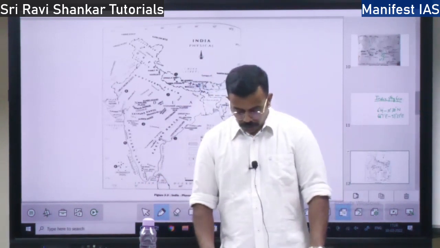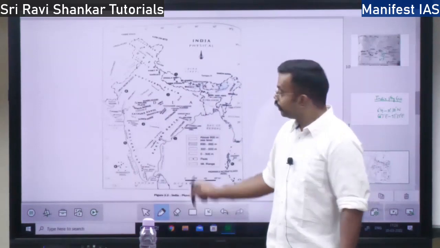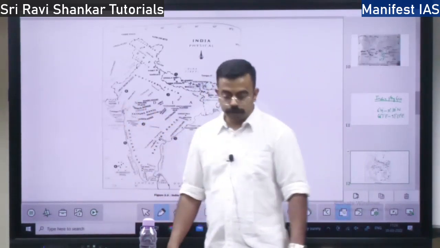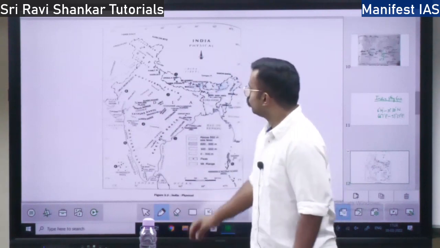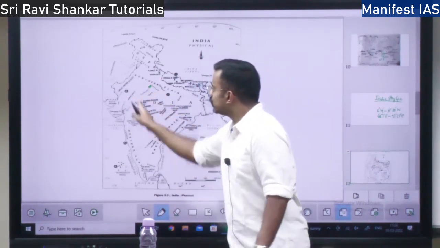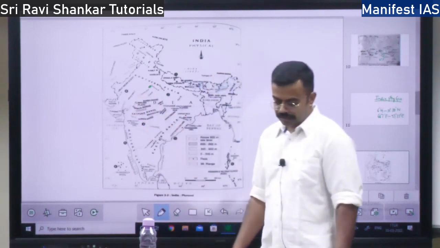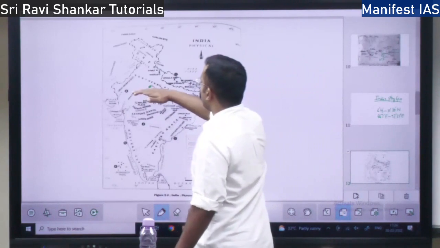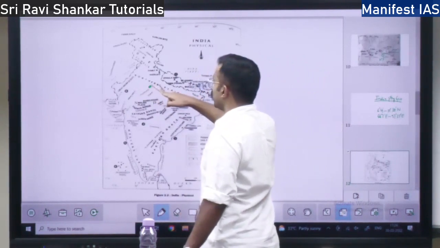So this peninsular block begins from the Rann of Kutch. This is the Rann of Kutch. From there it begins and it goes up to the Aravalis. Here somewhere the Aravali range is there. Then from there it goes parallel to the Yamuna. It will come like this. Yamuna is here.